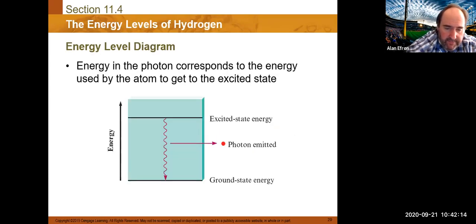And here's that picture of it. Again, this would be a ground state energy level, like n equals 1. Maybe this is n equals 2, the excited state. And again, as our electron comes back down, we see our photon of light.